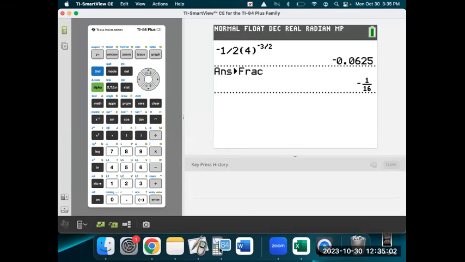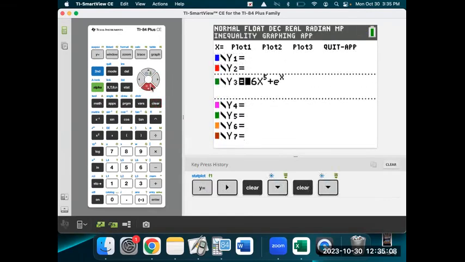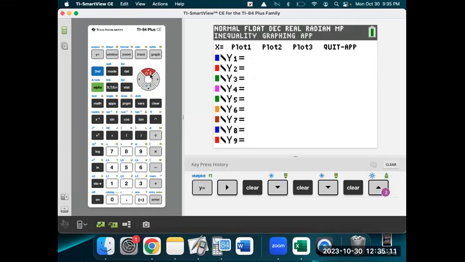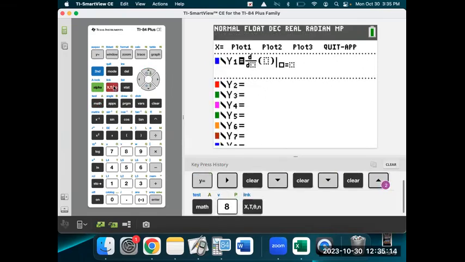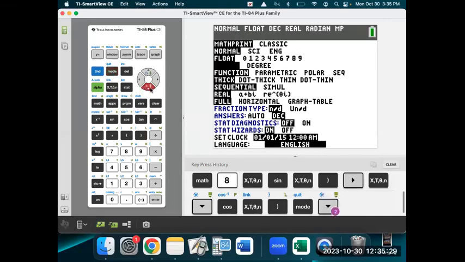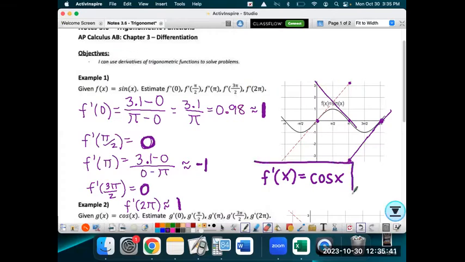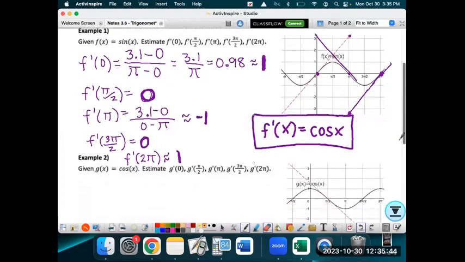And you know what? I'm going to check that out in my calculator. Math 8. We're going to take the derivative of sine of x, and we're going to leave it as x there. And then I think that my derivative is the cosine function. I'm also going to double check that I am in radian mode, which I am, so that's good. So the calculator is plotting what it thinks that the derivative is, and it just plotted what I think the derivative is. We're getting the same graph. So cool. The derivative of sine is cosine.